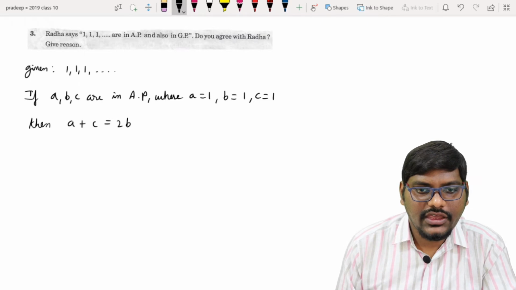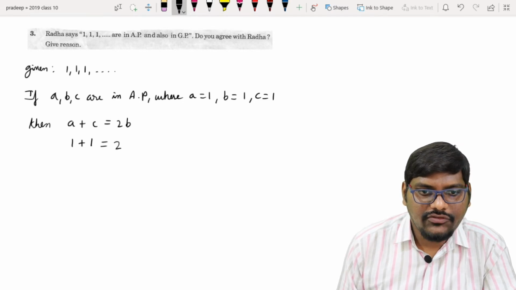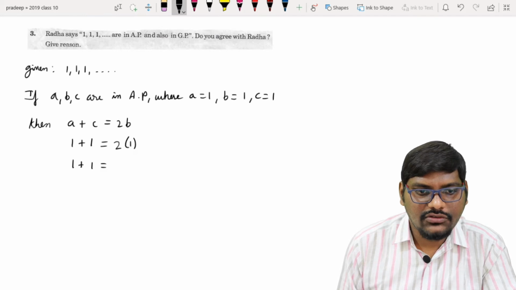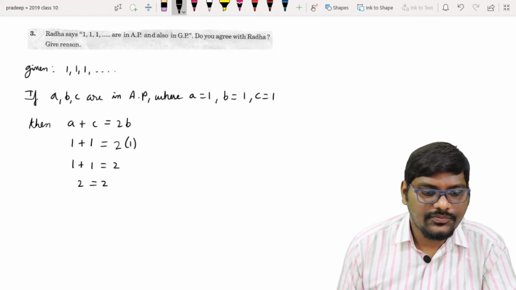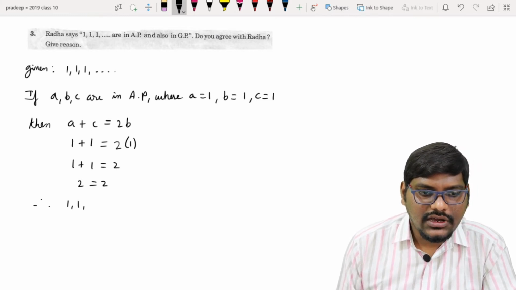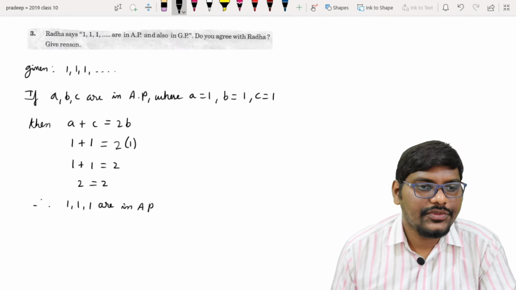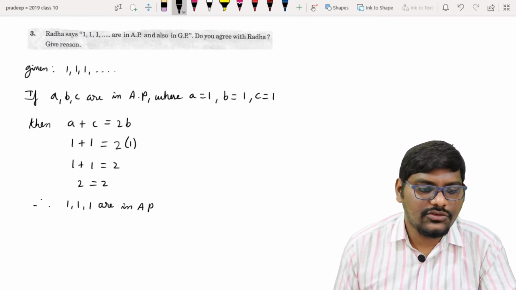So what is the value of A? It was 1. What is the value of C? It was again 1. And what is the value of B? It was 1. So I can write 1 plus 1 equal to 2 into 1 is 2. So 1 plus 1 is 2, that is 2 equal to 2. So we can write therefore 1, 1, 1 are in AP because these are equal. Okay, so let's see even whether it is there in GP also.